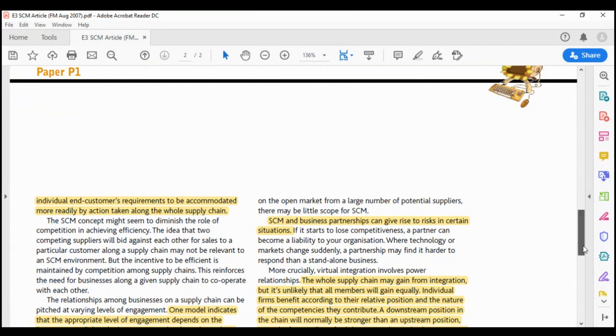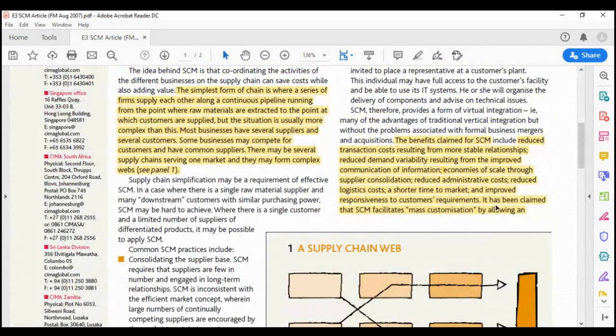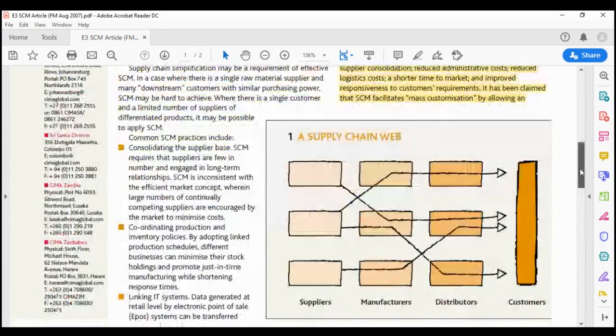And as I said, the whole benefit of supply chain management is that you can actually allow for this push type of system.